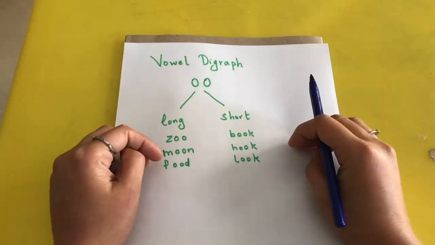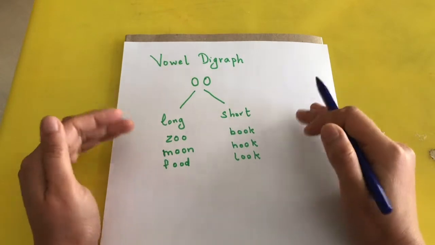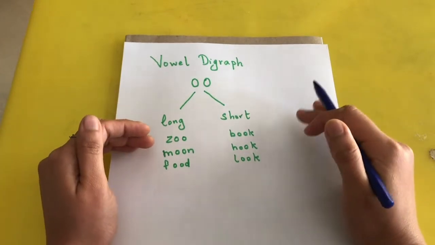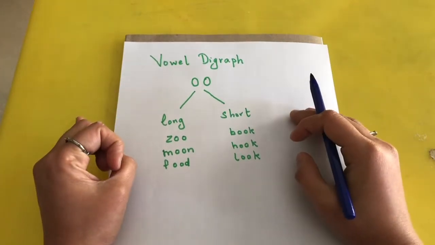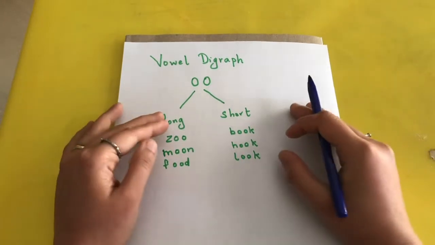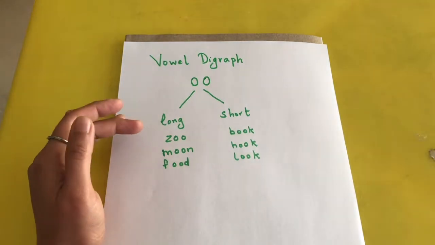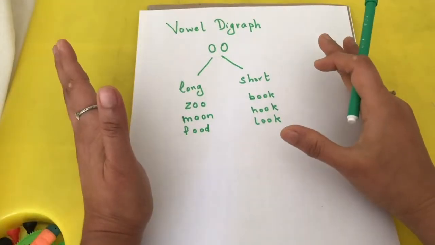In today's video, we are going to discuss a new vowel digraph. In my previous video, we discussed three vowel digraphs which are A, E and I. So if you have not watched that video, I'll provide the link in the description box below. Let's move to today's video.